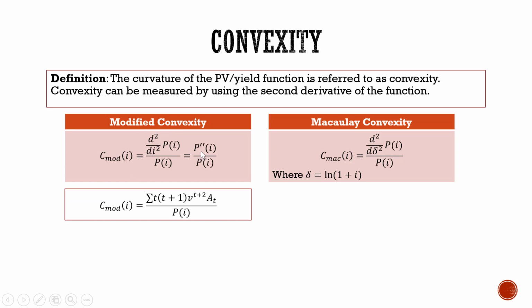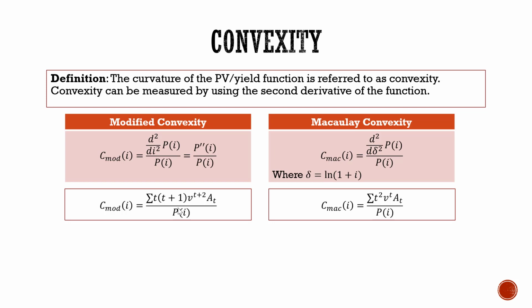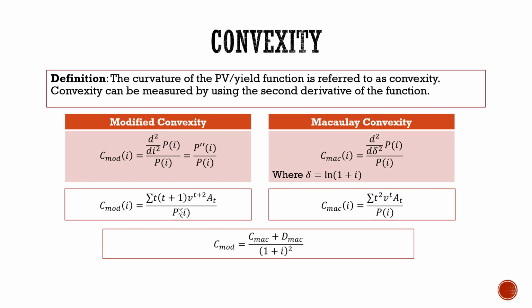If we derive these two second derivative functions, we get the modified convexity at interest rate i, C mod(i), equal to the summation of t times (t plus 1) v to the t plus 2 times A_t over PV, and Macaulay convexity C mac(i) is equal to the summation of t squared v to the t times A_t over PV. And there is a relation between the modified convexity and the Macaulay convexity. The modified convexity is equal to the Macaulay convexity plus the Macaulay duration, over (1 plus i) squared.